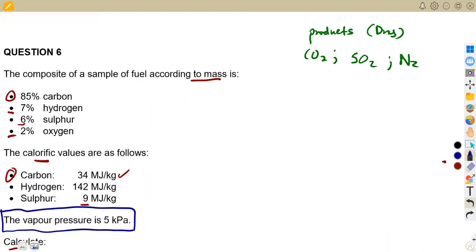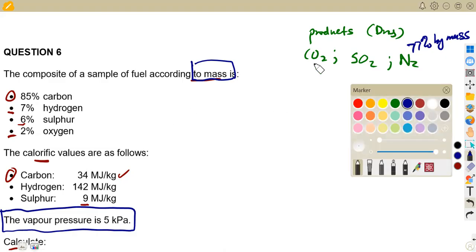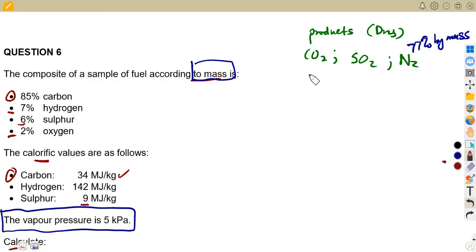Since we are going to need nitrogen, remember nitrogen is taken by mass, and we know that nitrogen is 77% by mass, which is the percentage that nitrogen makes up as part of air. It is 77% by mass. By volume, we are talking about 79%. So we are going to need that formula in order for us to have the nitrogen at the end, and also to calculate our carbon dioxide and our sulfur dioxide.